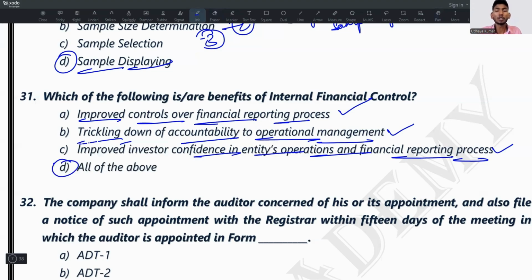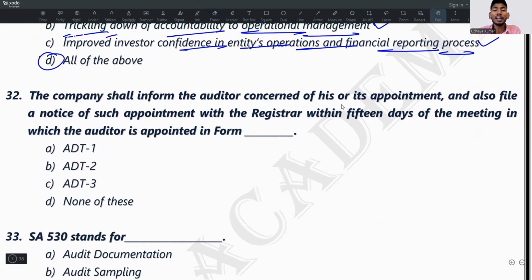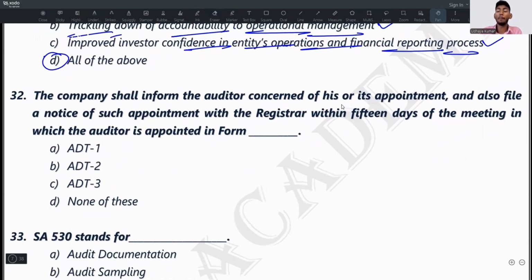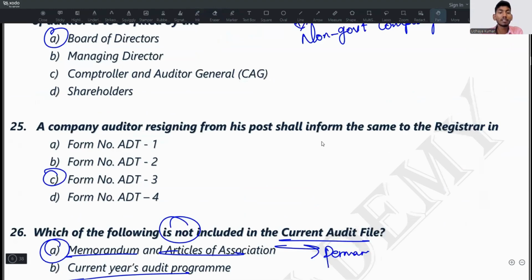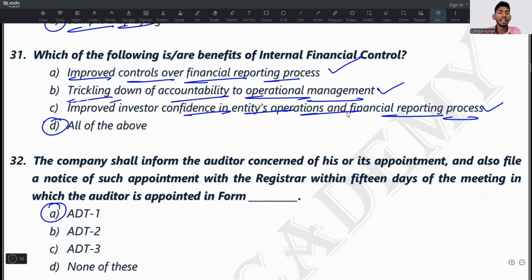Okay. Moving to question number 32. The company shall inform the auditor concerned of his or its appointment and also file a notice of such appointment with the registrar within 15 days of the meeting in which the auditor is appointed, in which form? In Form number ADT-1, which we have already discussed. I have told you, right? So here the question is asked again. The answer is Form number ADT-1.